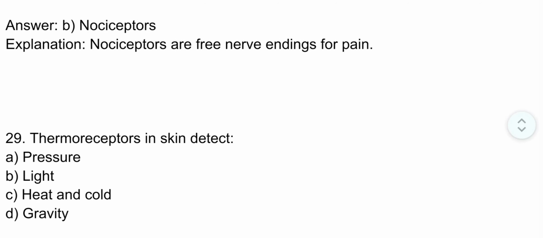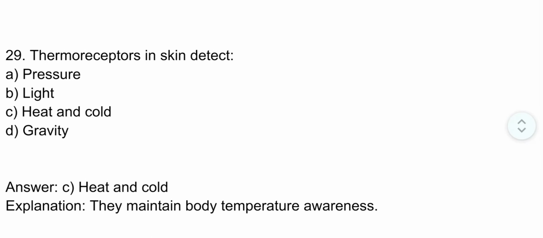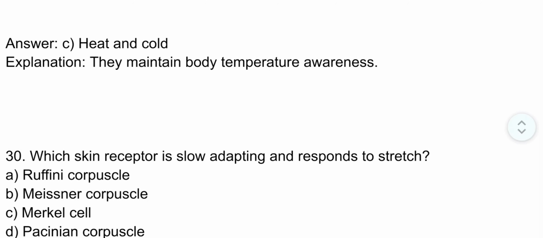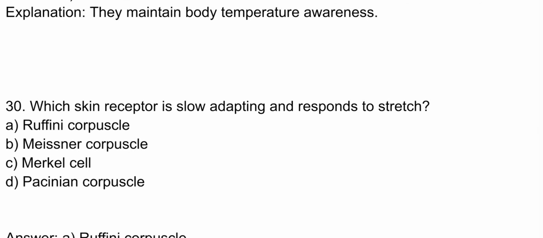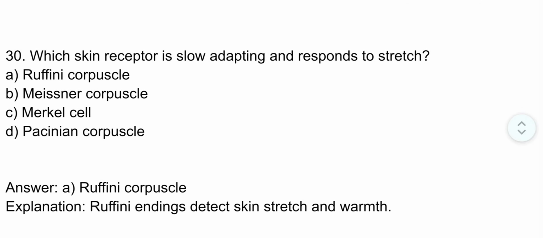Question number 29. Thermoreceptors in skin detect? Correct option is option C. Heat and cold. They maintain body temperature awareness. Question number 30. Which skin receptor is slow adapting and responds to stretch? The correct option is option A. Ruffini corpuscle. Ruffini endings detect skin stretch and warmth.